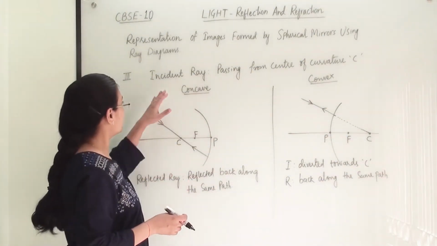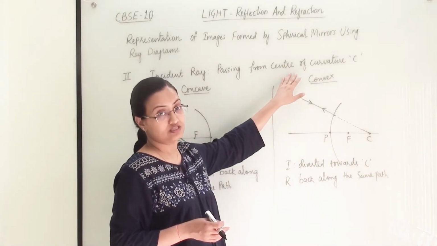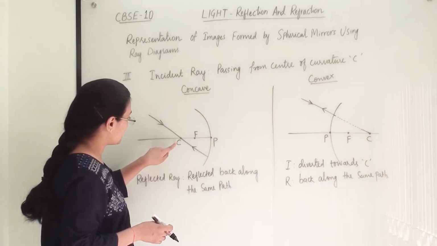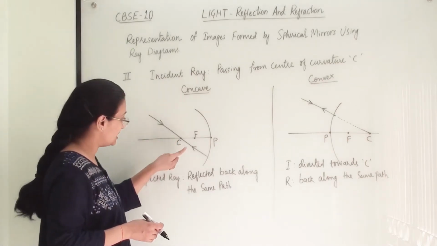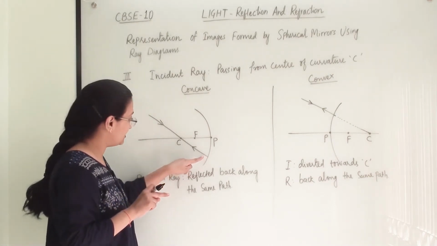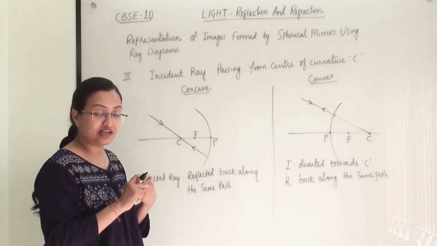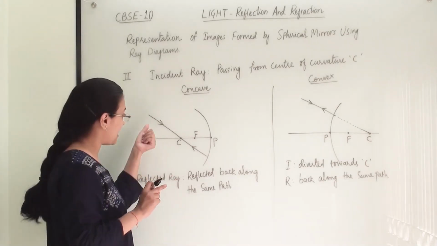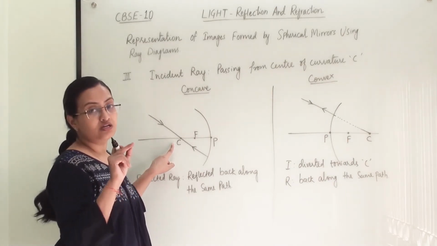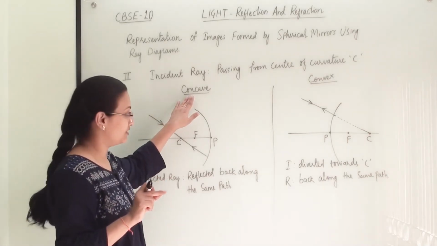In the third case, the incident ray is passing through the center of curvature C. In the case of a concave mirror, when the incident ray passes through the center of curvature C, that ray will strike the reflecting surface of the concave mirror and move back along the same path. So the incident ray and the reflected ray will have the same path when the incident ray is passing through the center of curvature C. That will happen in the case of a concave mirror.